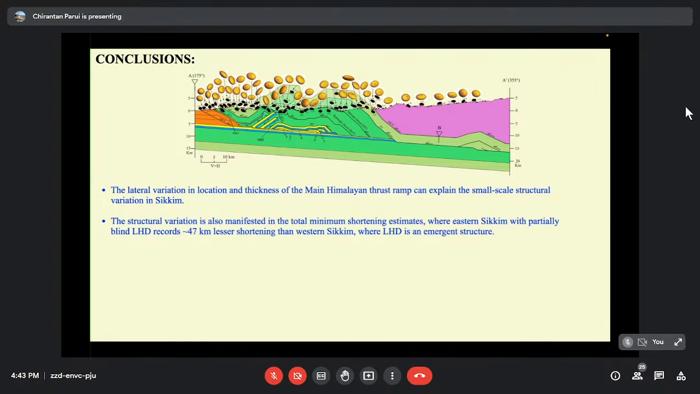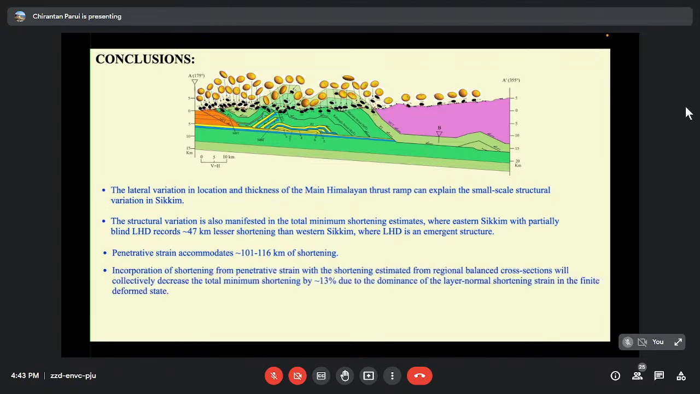This lateral variation is also reflected in the minimum shortening estimates, where Eastern Sikkim, with partially blind Lesser Himalayan duplex, records 47 kilometers lower shortening than Western Sikkim, where the duplex structure is fully emergent. Penetrative strain accommodates 101 to 116 kilometers of shortening.